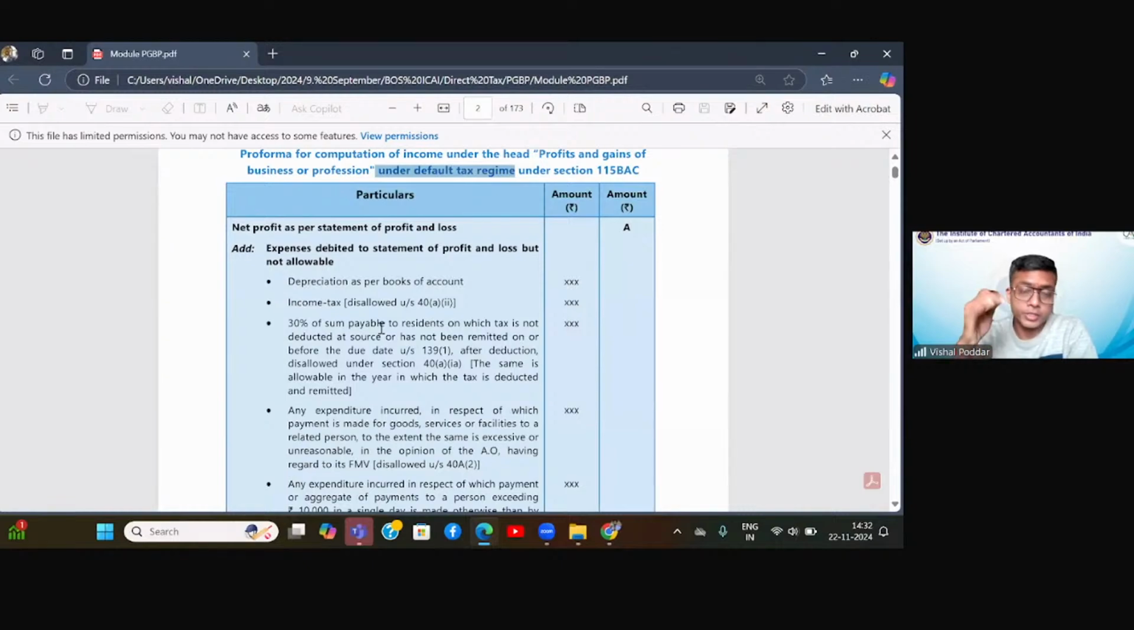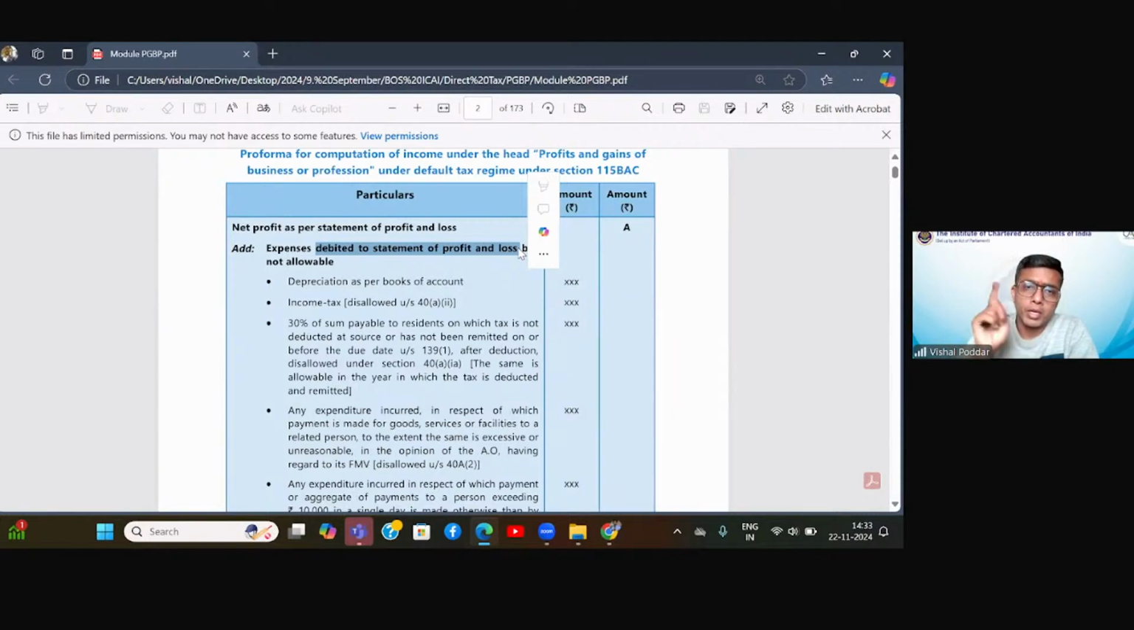So let us now, since we have understood the whole provisions, understand the format. So you start with net profit as per P&L. In that you will add expenses. But what is very important, students, to notice, which are already debited to P&L. Because if some expense is not debited to P&L and it is not allowed in PGBP, we will make no adjustment because both sets of P&L have no effect of that. I repeat, it is not debited in P&L. At the same time, it is not allowed in PGBP.